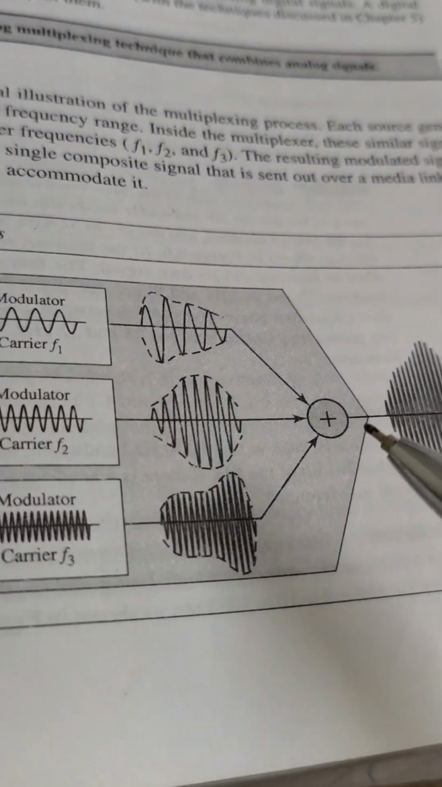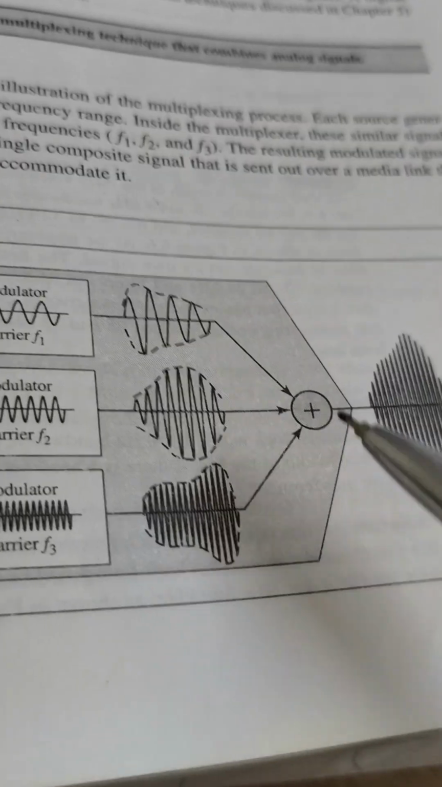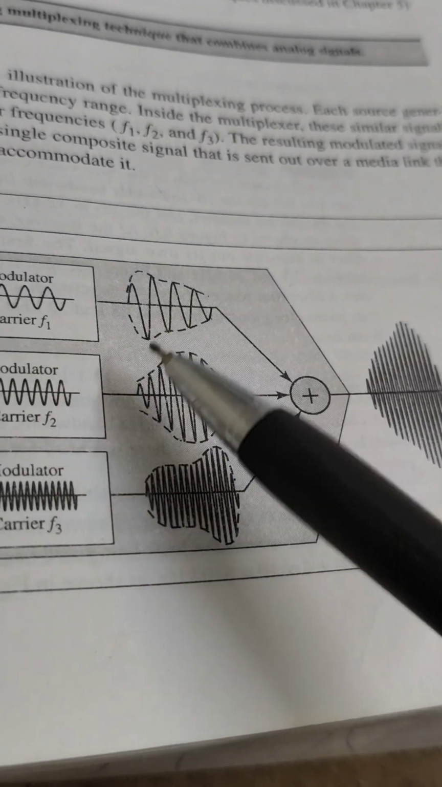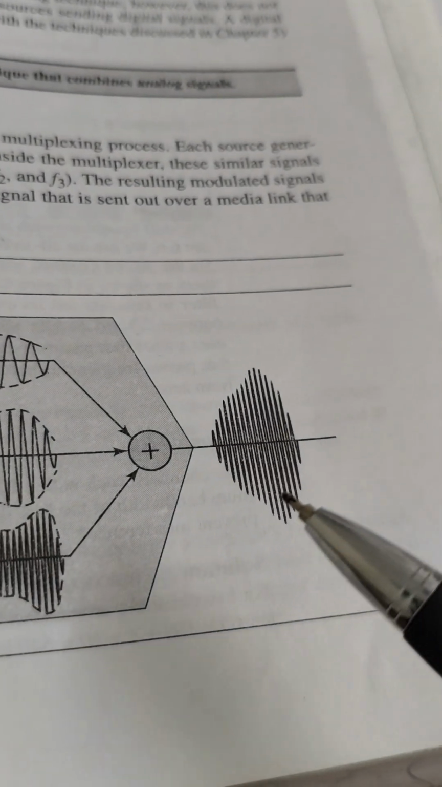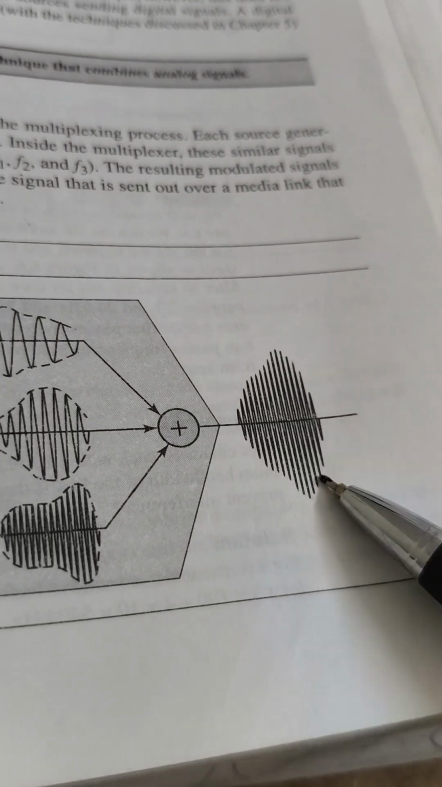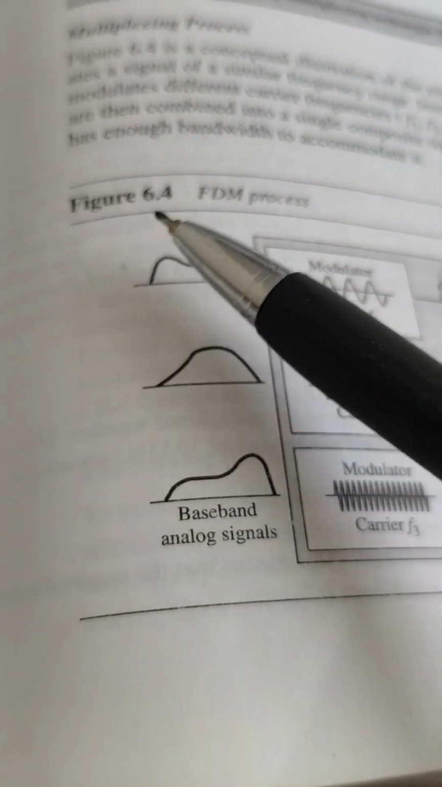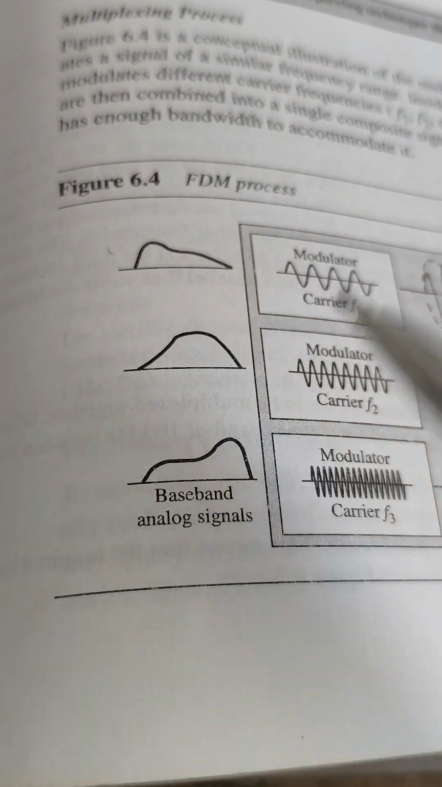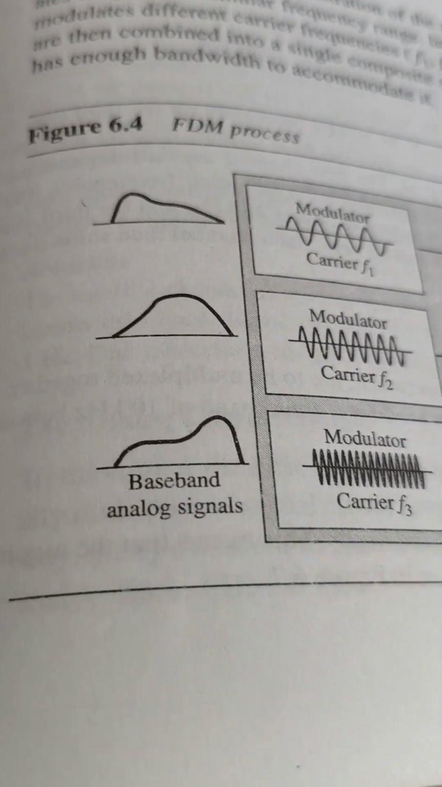Then in the multiplexer, a device will combine all these signals and convert them into this signal. This is only one signal which contains all these signals. This is called multiplexing.